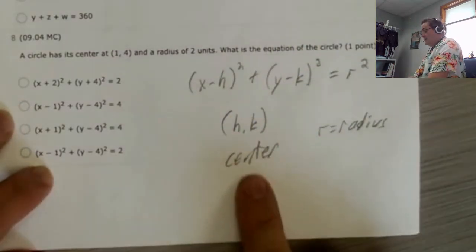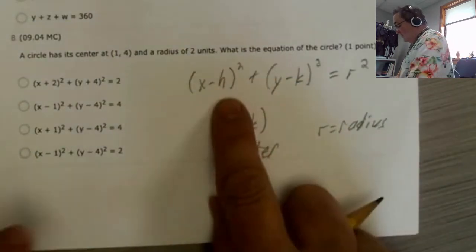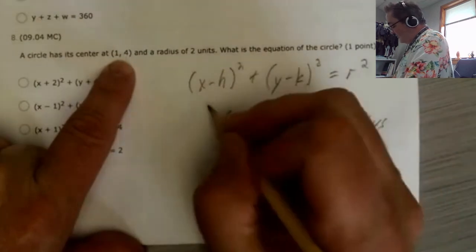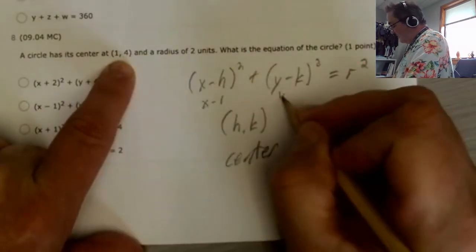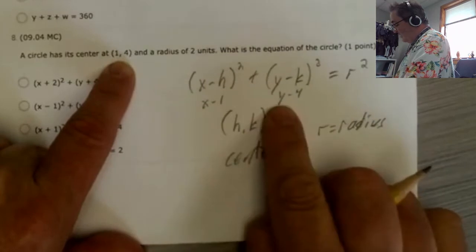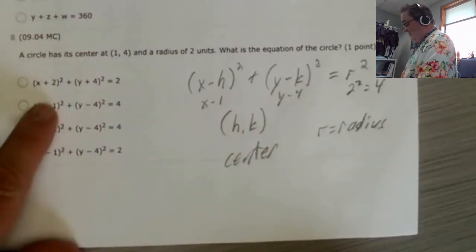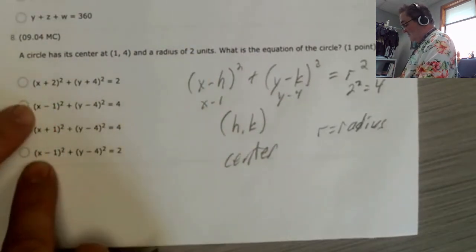So if (h, k) is the center and r is the radius, this is our equation. Now we know the center is (1, 4), so we're looking for x minus 1 and y minus 4. We know the radius is 2, so 2 squared, which is the same as 4, 2 times 2. So x minus 1, y minus 4.